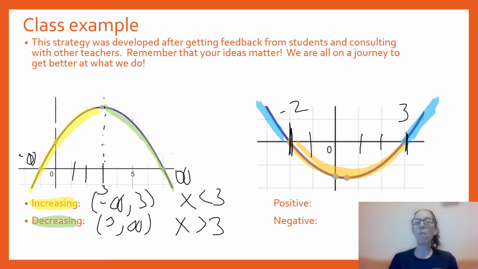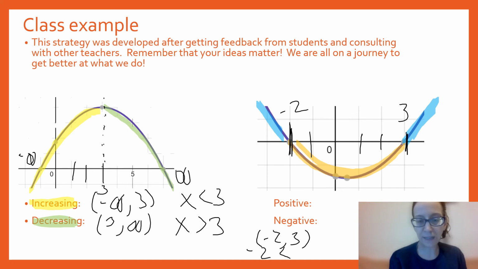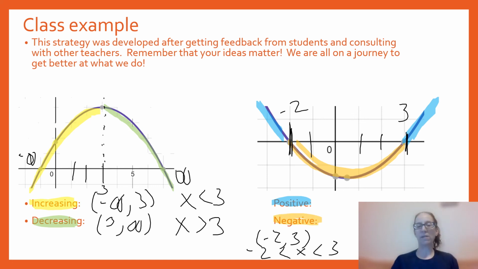Okay. Now, personally, I think the negative is easier to do because it's only in one chunk there, and you can express that 2 different ways. You could say the interval -2 to 3, or you could say -2 is less than x is less than 3. Okay, so you can use the interval or you can use the compound inequality. Positive was the blue and negative was the orange, just so we have it corresponding.